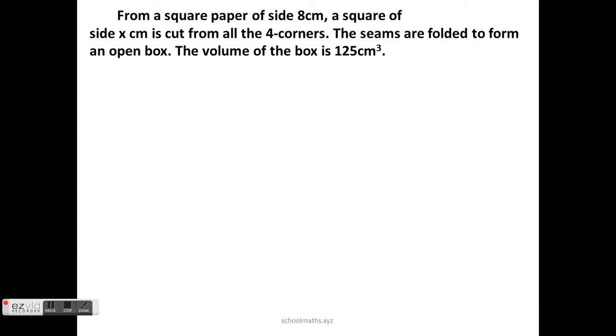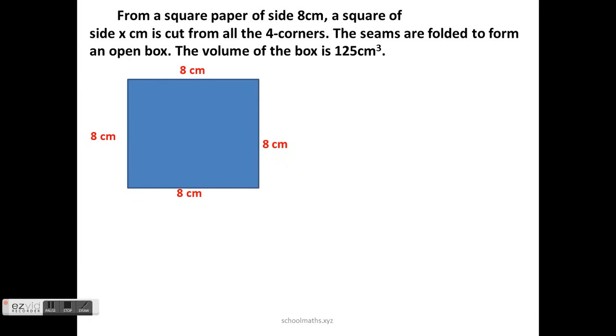From a square paper of side 8 centimeter, a square of side x centimeter is cut from all the four corners. The edges are folded to form an open box. The volume of the box is 125 centimeter cube. See, first we take a square paper of side 8 centimeter. Square, so all the four sides are equal. A square of side x centimeter is cut from all the four corners.